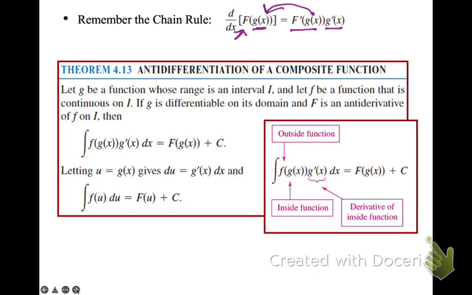Let g be a function whose range is in the interval, and let f be the function that is continuous on the interval. That's all that kind of blah, blah, blah stuff, right? So what we have, and I'm going to be talking about this piece right here, is we have the integral, and then we have, this is the chain rule right here, isn't it? So this is the derivative of the outside times the derivative of the inside. So we're going to go backwards, and we're going to have it end up here.